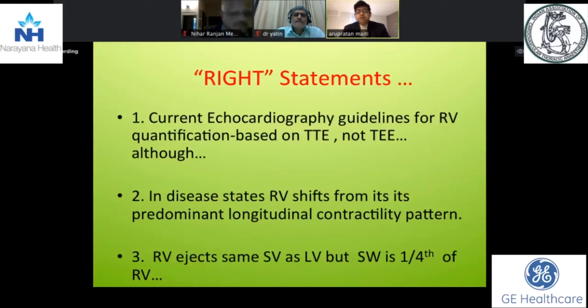So it's very important, and obviously we have very sophisticated technology and software which enables us to assess the RV more efficiently. I had to put some statements before I start my core topic. The current echocardiography guidelines for quantification of the RV are based on transthoracic echo, not TEE, although all the parameters can be assessed by TEE. In certain states, the RV shifts from its predominant longitudinal contractility pattern to a different one, and the RV ejects the same stroke volume as the LV, but its stroke work is one quarter of the LV's.